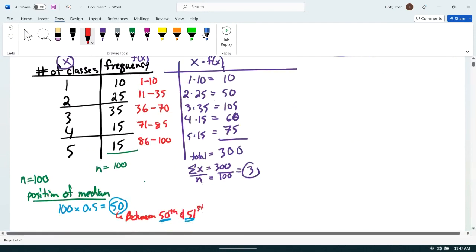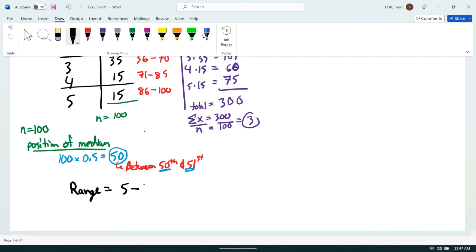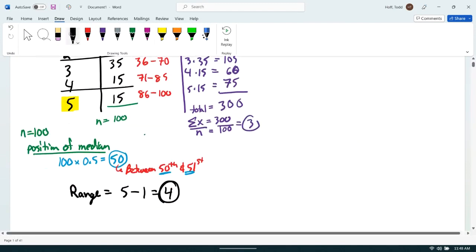The range, if we're looking for measures of spread: well, the largest number is a 5 and the smallest number is a 1. That's just a range of 4. And again, 5 was our largest number, 1 was our smallest number. The standard deviation is a little trickier.